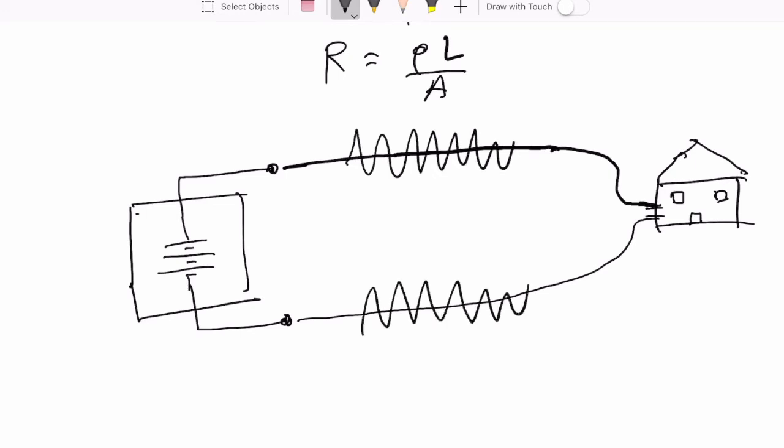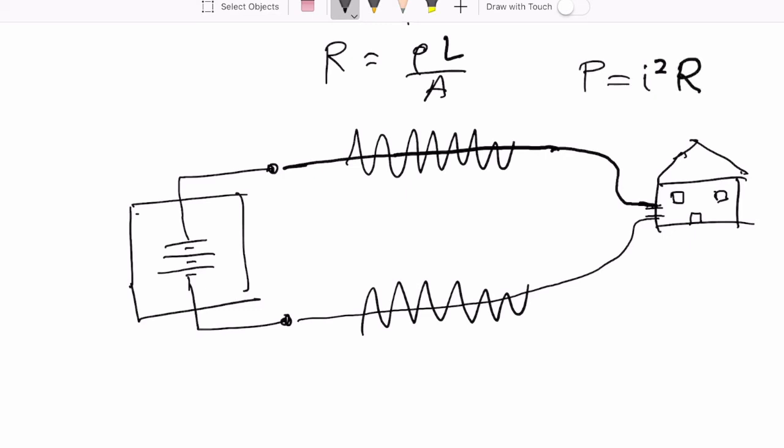So what's happening here is that a lot of power is dissipated as heat in these power lines, right? And so there is not much power left for the household. So that is the big problem. Most of your energy is being wasted as heat along the power lines. And the power dissipated as heat is I squared times R.